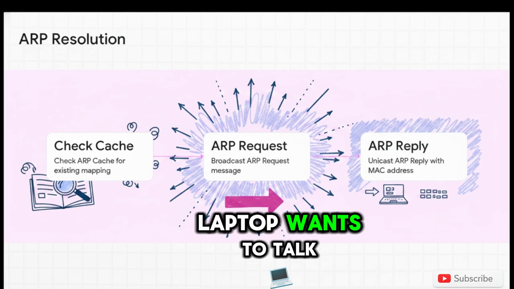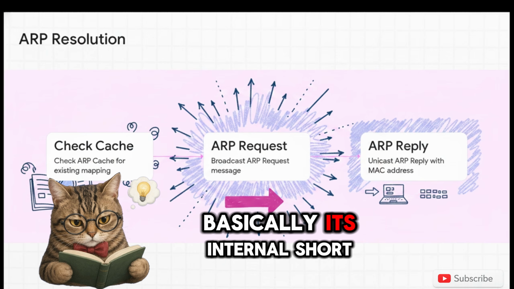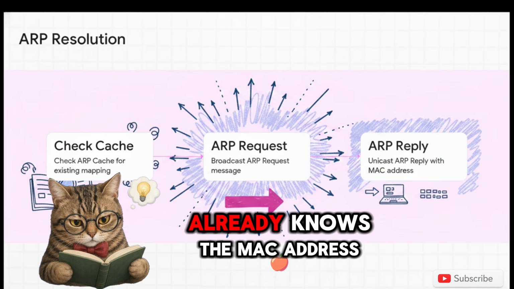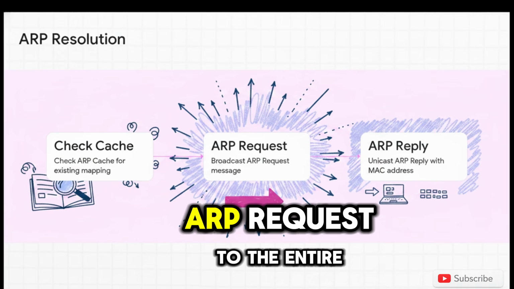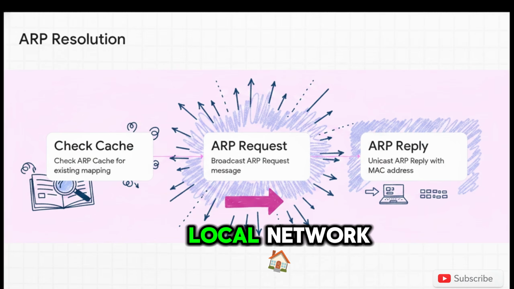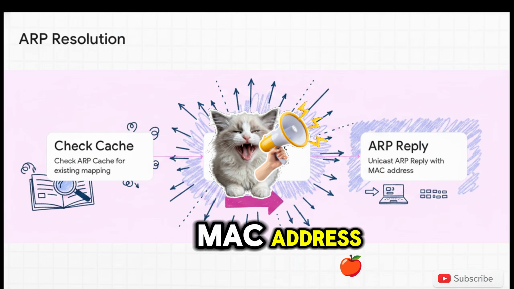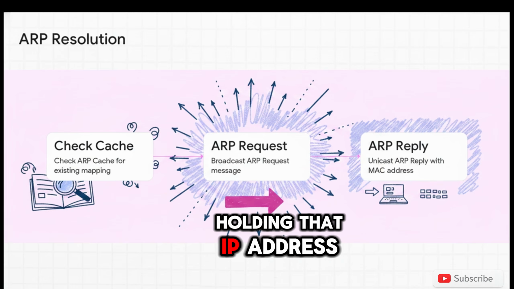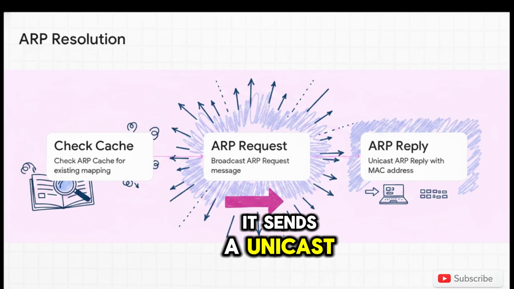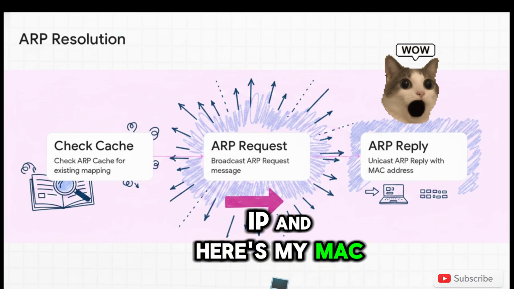When your laptop wants to talk to a local device, it first checks its own ARP cache, basically its internal short-term memory, to see if it already knows the MAC address. If it doesn't, it sends out a massive broadcast ARP request to the entire local network, essentially shouting to the room, "Who has this IP address? Tell me your MAC address." Every single device hears this shout, but only the specific device holding that IP address will respond. It sends a unicast ARP reply directly back saying, "Yep, I have this IP and here's my MAC."